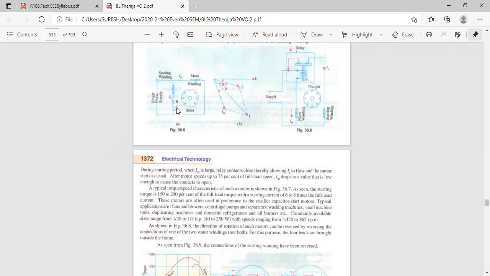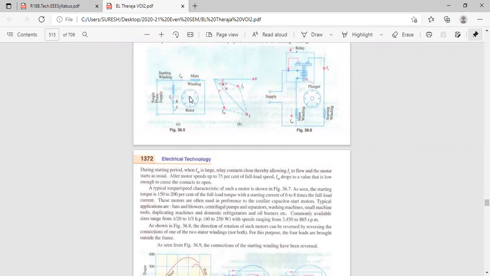See, one switch is connected here. If you open this switch, this is not connected to the circuit. If you close this switch, the starting winding is connected to the main winding in parallel. See, main winding and starting winding are in parallel. Why? Current will divide here at this node point. If current is dividing, these two windings are in parallel. Initially, we are connecting one starting winding in parallel with the main winding for starting purpose.